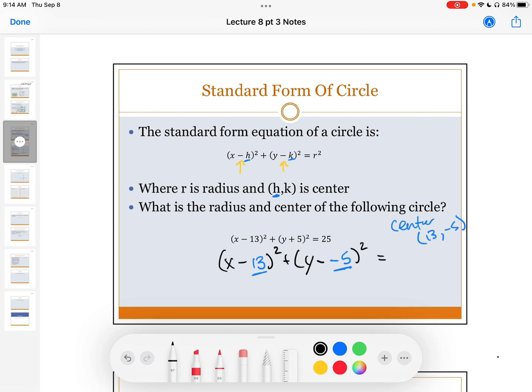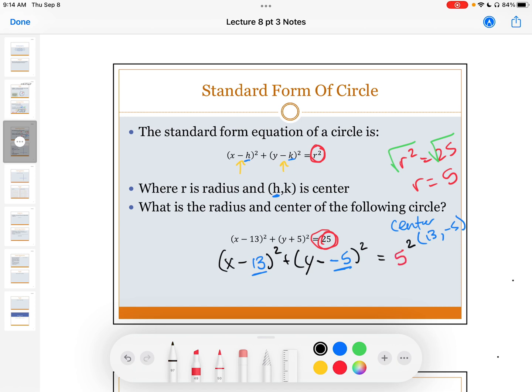Now, my radius. A common wrong answer I get for the radius is 25. Well, if you look here, r squared and 25 are in the same spot. So that means that r squared equals 25. How could I get it so it's just the r? If I took a square root of both of those, that gives me r equals 5. So my radius is just 5.